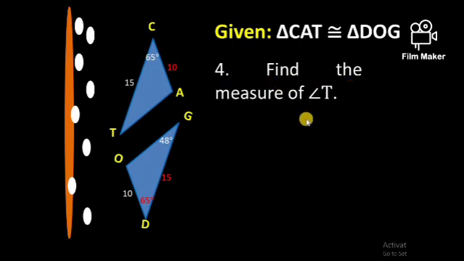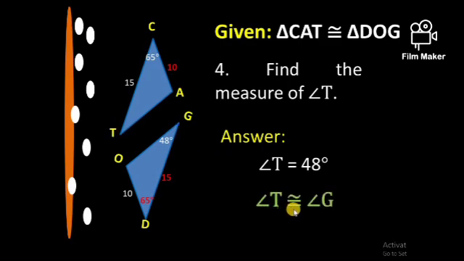Number 4, find the measure of angle T. What is the answer? Yes, you are correct. Angle T is equal to 48 degrees. Why? Ano ang corresponding angle ni angle T? Yes, angle G. And angle T is congruent to angle G. Therefore, kung ano ang measure ni angle G, yun din ang measure ni angle T, which is equal to 48 degrees.